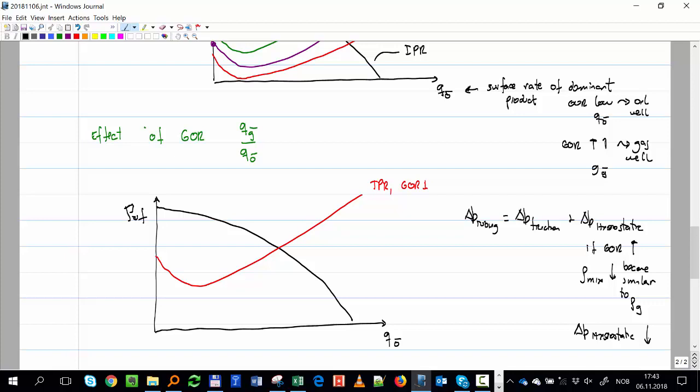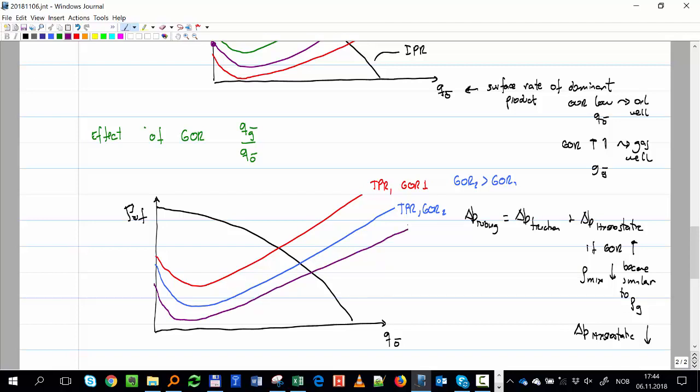If I have more gas, the delta P is less, therefore it's easier to flow, therefore to the right. The rate should be higher, right? So it does something like that. That's TPR GOR2, where GOR2 is greater than GOR1. And let's say I try another one and it does the same thing. TPR GOR3.